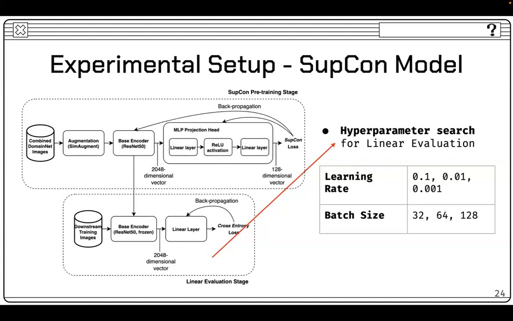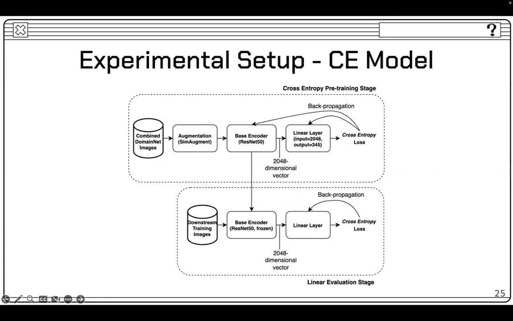So here's the experimental setup for the cross entropy model. It's similar to the one for the SupCon model, except that there is no MLP projection head, and the loss used during the pre-training stage is the widely used cross entropy loss. Similarly, for the linear evaluation stage, the base encoder weights are frozen, and we use the cross entropy loss to backpropagate only to this linear layer over here. So similarly, we also do the hyperparameter search in the linear evaluation stage for the cross entropy model.